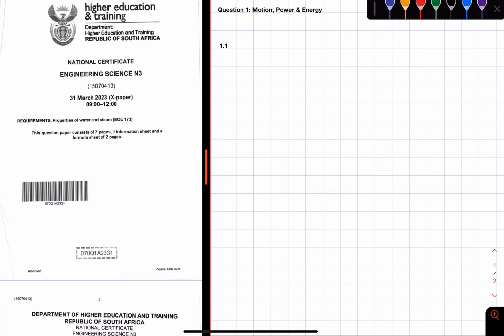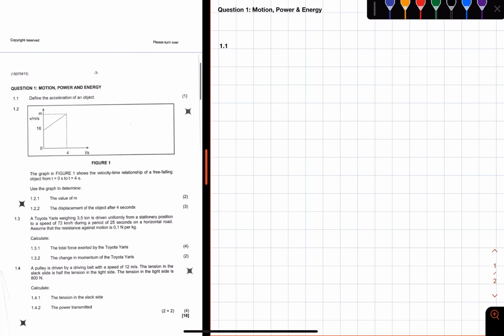Today I'll be taking you through question 1 of the exam Engineering Science N3, which was written on the 31st of March 2023. Right, now question 1 was based on the module Motion, Power and Energy. Right, let's get right into it.